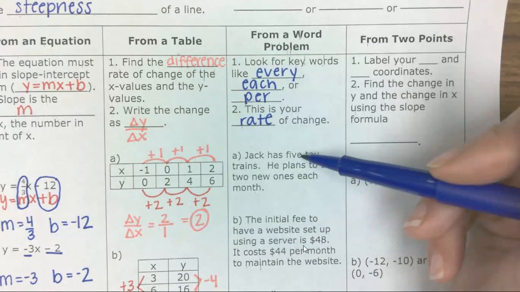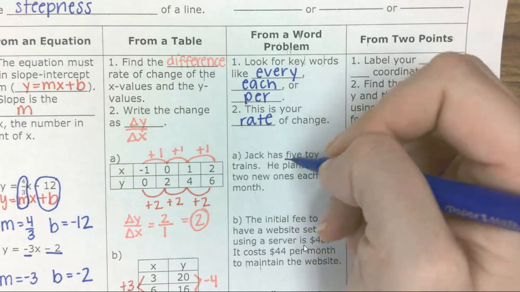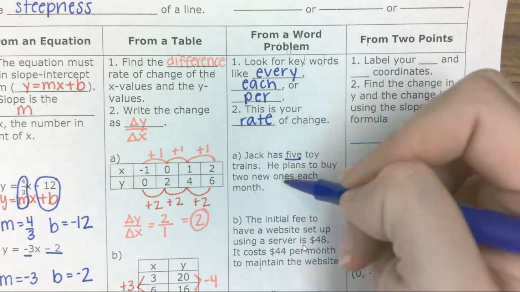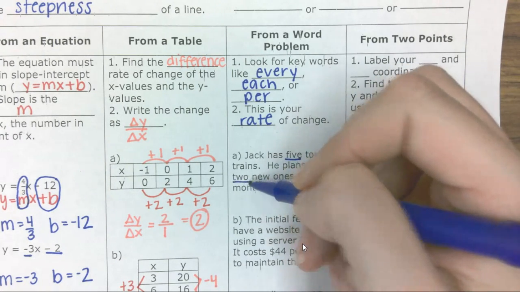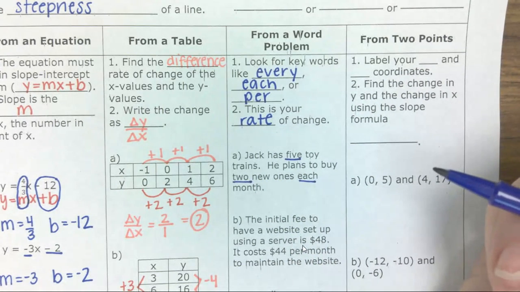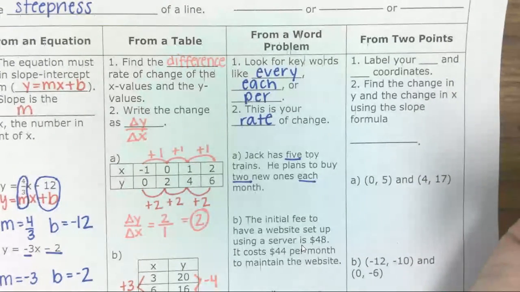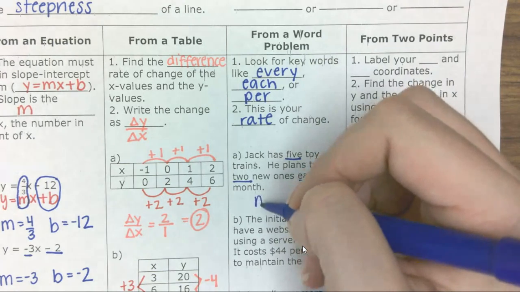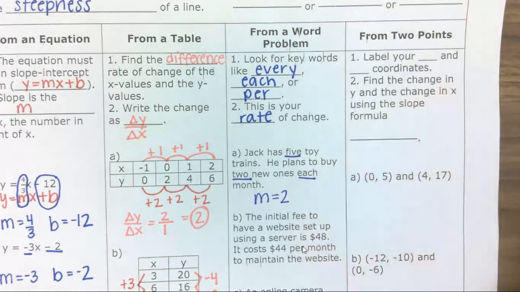So Jack has 5 toy trains, okay, 5. He plans to buy 2 new ones each month. So 2 new ones each month. There's that word each. So if I think about it, I can say, okay, well, 5 is what he's starting with, and he's buying 2 each month, which means the 2 is my slope, because that's what is happening every month. He's buying 2 more.